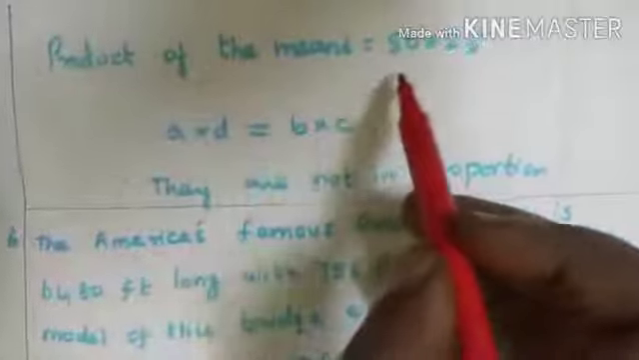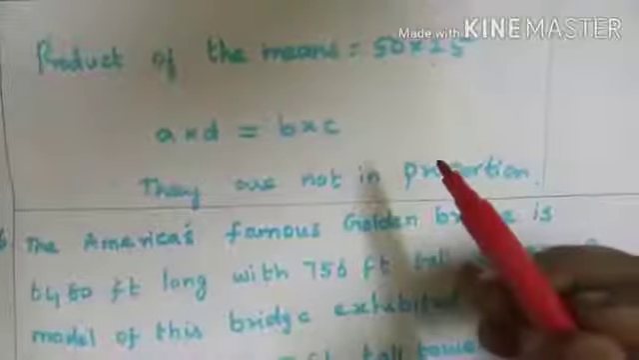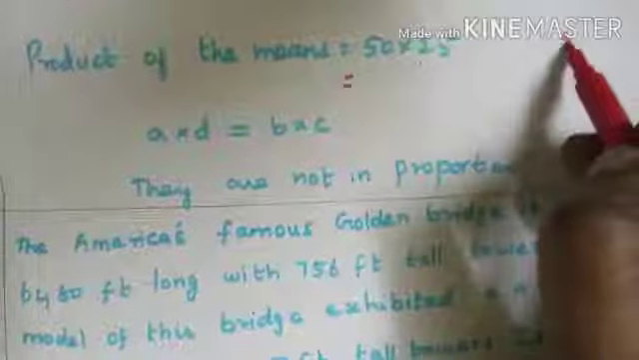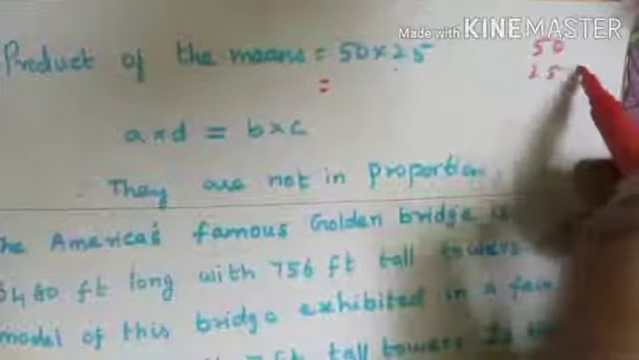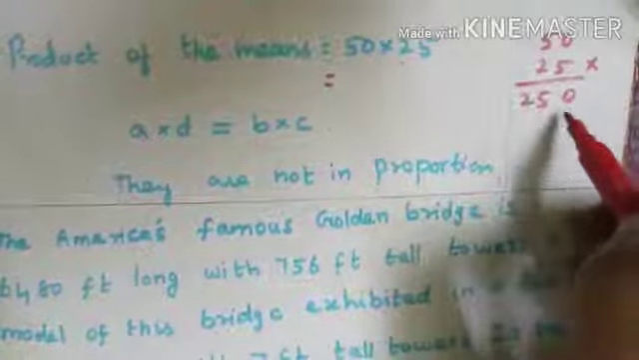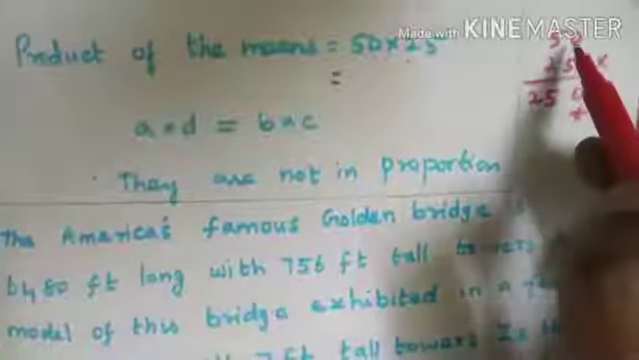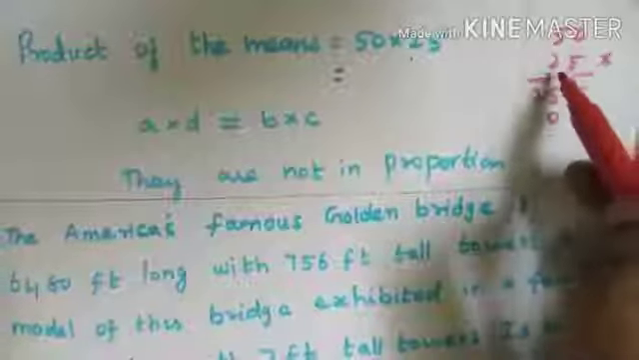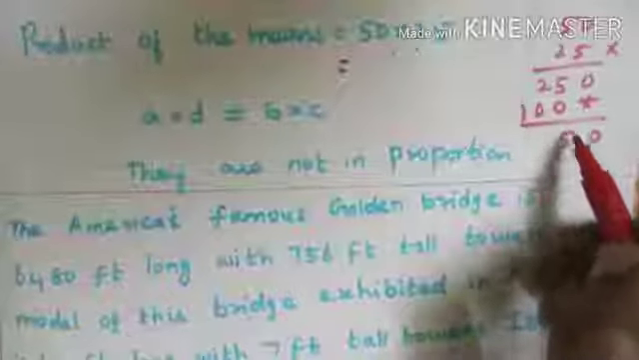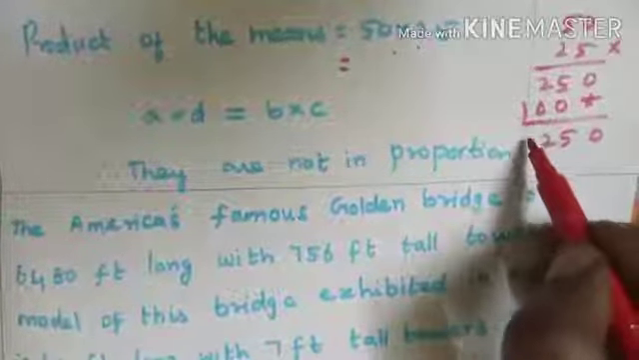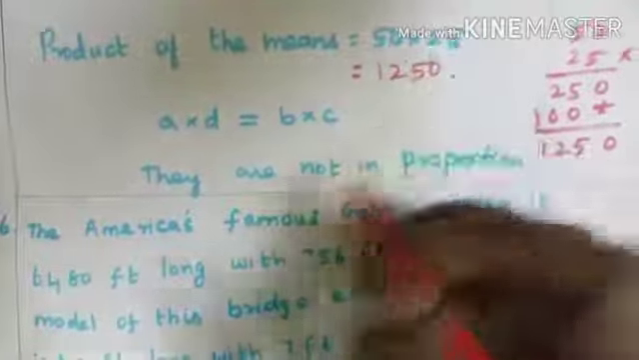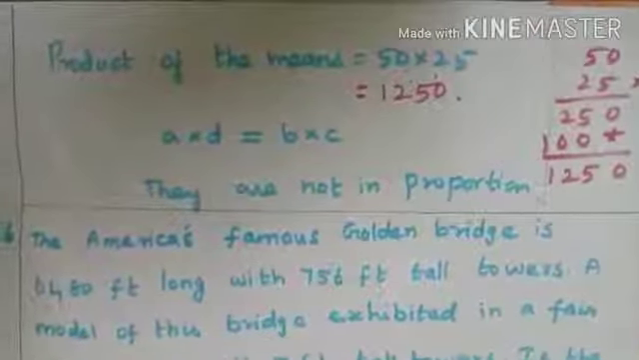Next, product of the means equal to 50 into 25. So here you see 50 and 25. We are multiplying 50 and 25. 0 5s are 0. 5 5s are 25. We are putting a star here. 0 2s are 0. 5 2s are 10. 5, and here 2 plus 0, 2, and here 1, that is 1250.